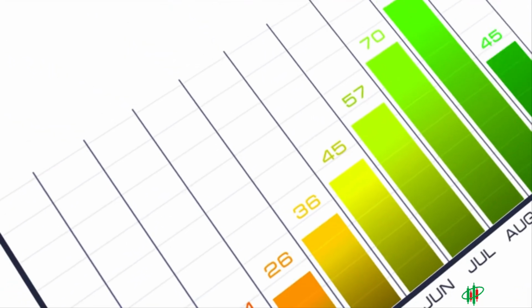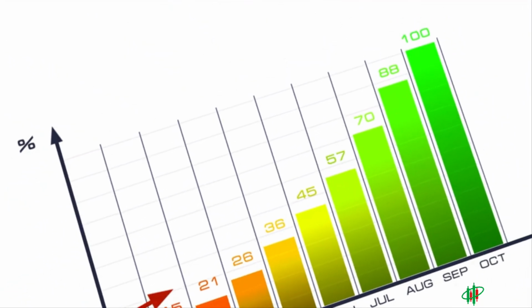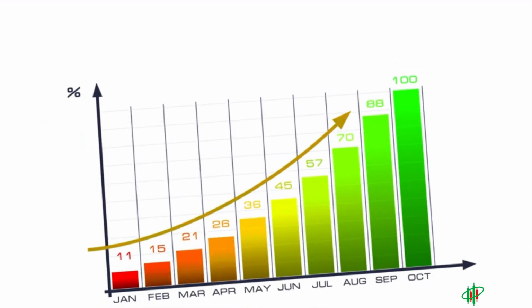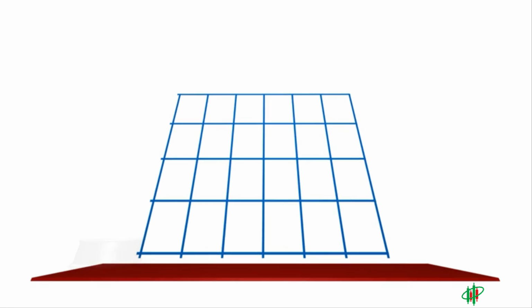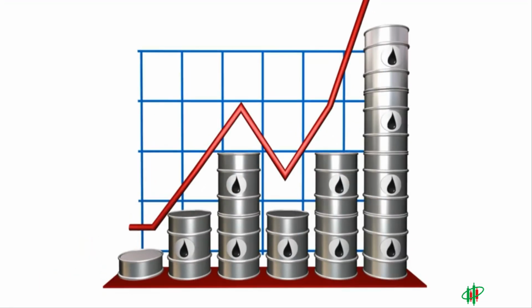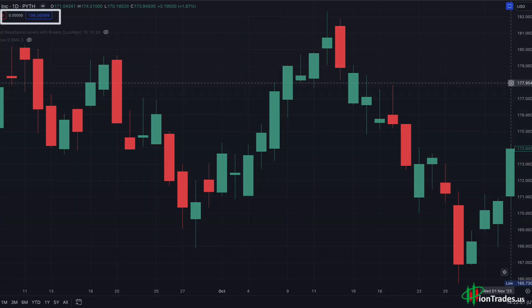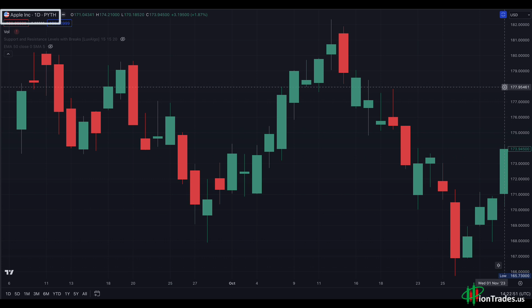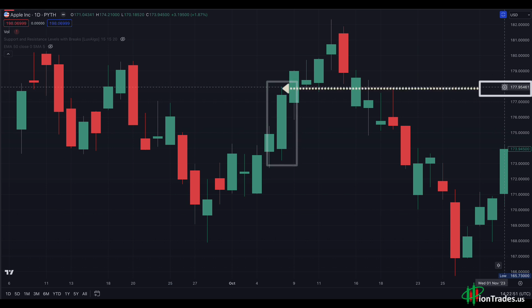The high represents the pinnacle, the summit, the highest price reached by an asset during a specific time. Imagine you're examining a stock chart. The high price is the maximum transaction value the asset achieved, capturing the peak of its value. Let's go back and look at the daily stock chart for Apple. This single candle symbolizes one entire day, and the highest price reached for that day was $177.